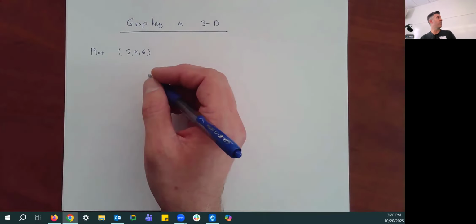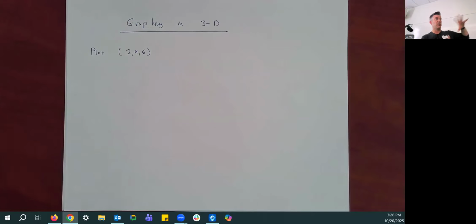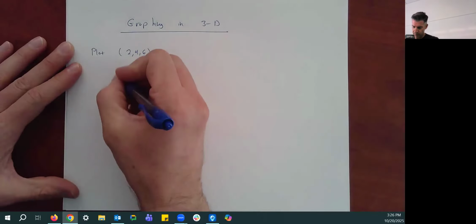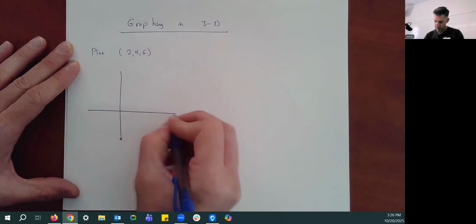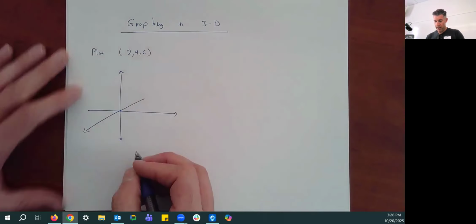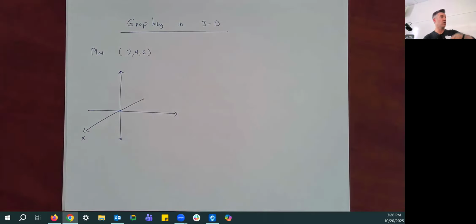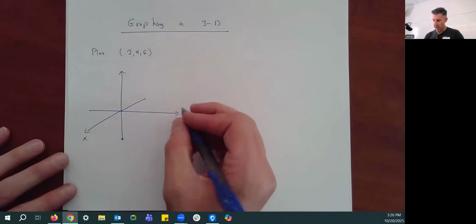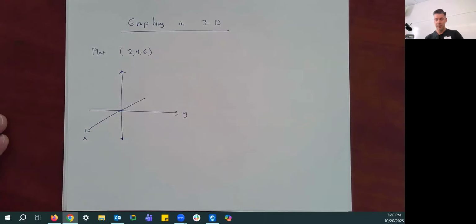There's a pretty standard way of drawing the XYZ coordinate plane, not the right word, coordinate space, the XYZ space. So usually we draw it like this, where the x-axis is pointing towards you, the y-axis is pointing to your right, and the z-axis is pointing up.